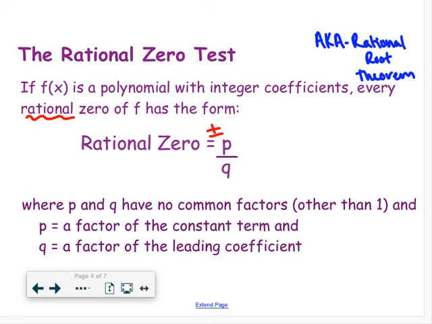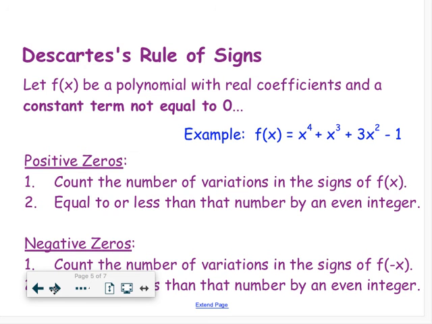So the P over Q, you wouldn't see like 6 over 4. You would reduce that to 3 over 2. It's just a reduced fraction. And P is the factor of the constant term. Where do you normally see constant terms in polynomials? At the end. You can put factors of the constant term over factors of the leading coefficient. Where do you normally see the leading coefficient? In the front. So we do the P's and the Q's on the front and the back of the polynomial, and then we make the fractions. Okay. Good. We'll do that in our example.